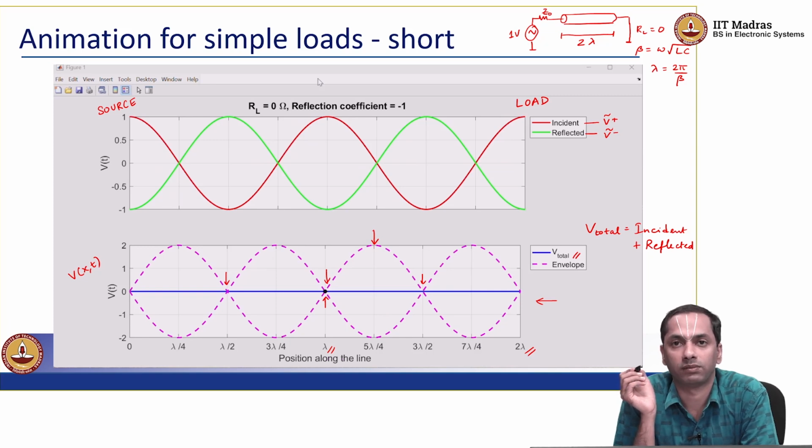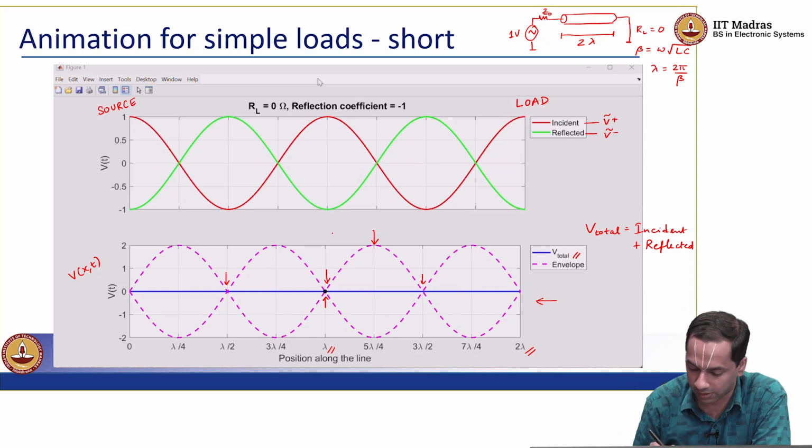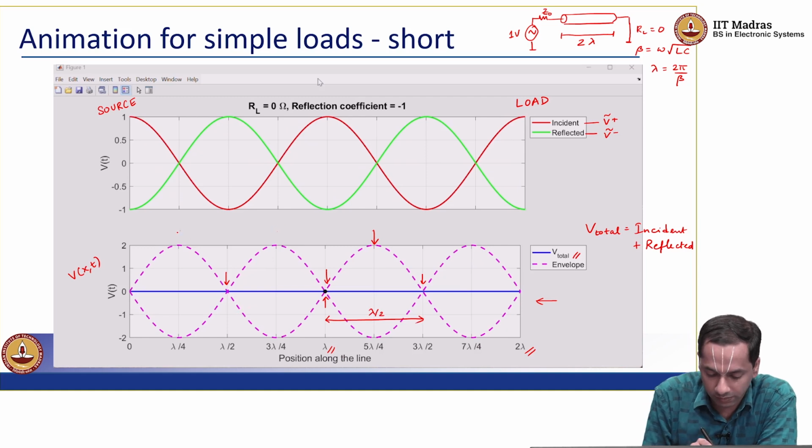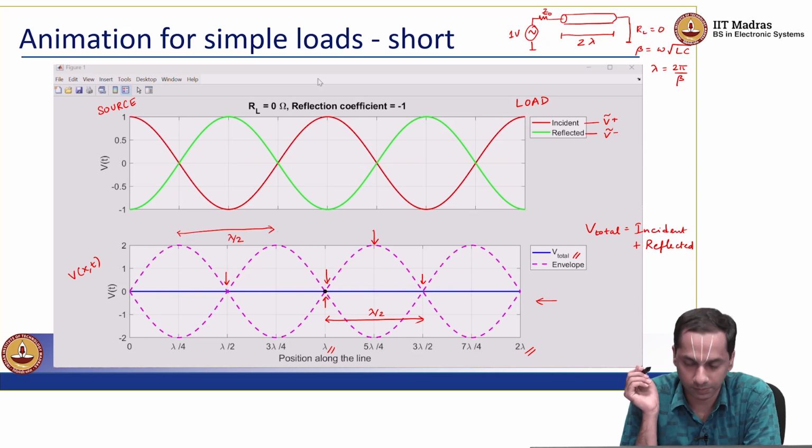This should be further reaffirming what we saw in terms of algebraic equations before, that is, we see periodic behavior by a distance of lambda by 2. So the distance between two nodes is lambda by 2. Similarly, the distance between two antinodes is also lambda by 2. So we see the same behavior along the transmission line between 2 points that are separated by lambda by 2.